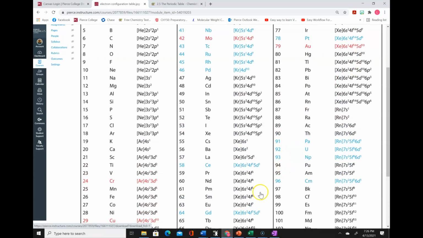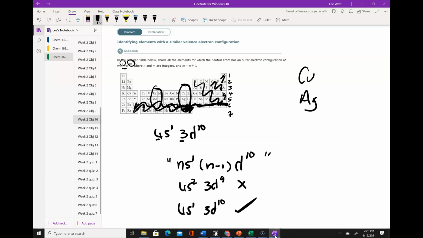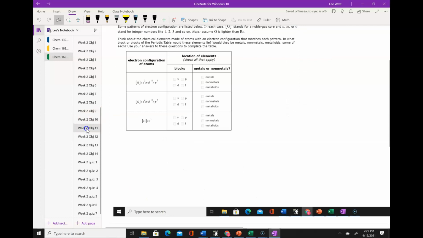Oh, we went one too many. I just didn't have it, so it's just copper, sorry. You've got to pay attention to the ones that I eliminated. I did say the right thing, so it is not gold, because gold has got the F electrons. So it's copper and silver, and we could double check it in that table. All right, good catch, Lee.